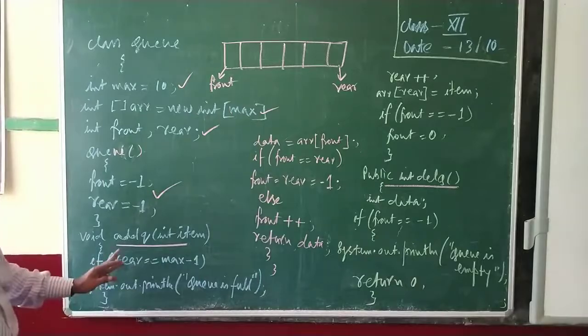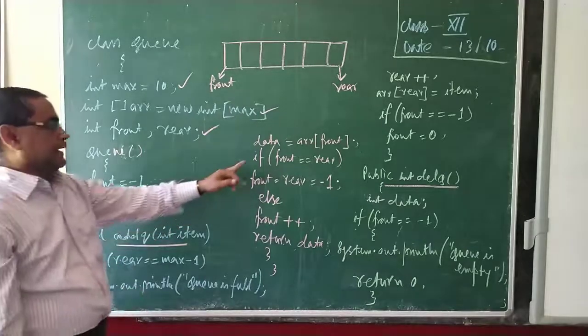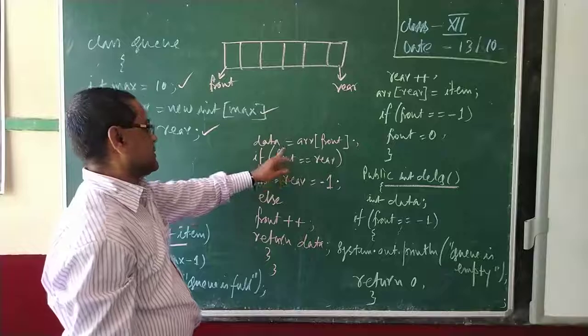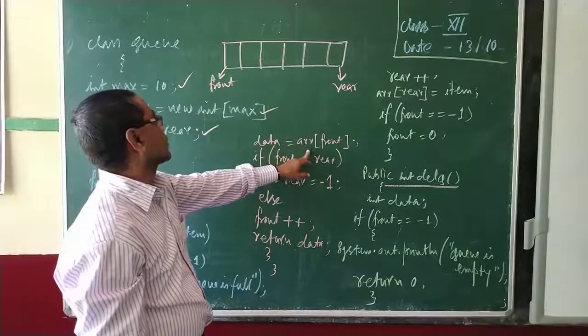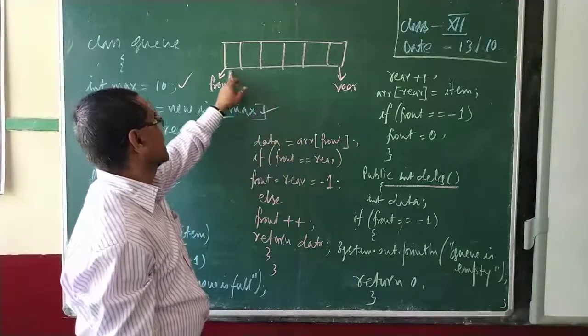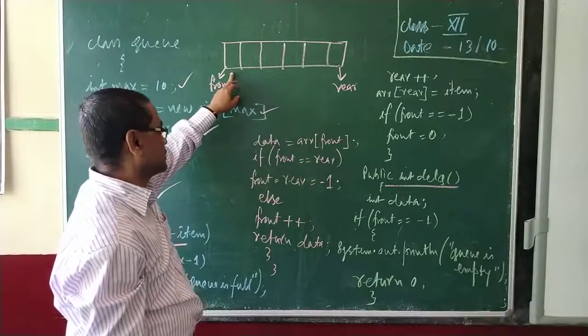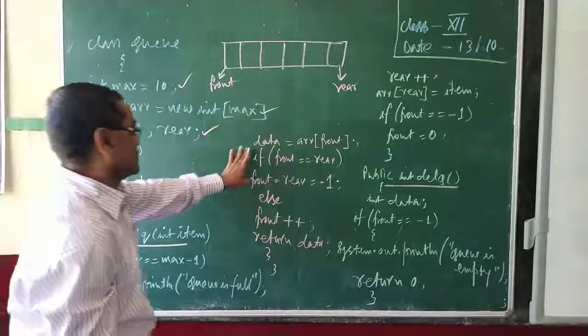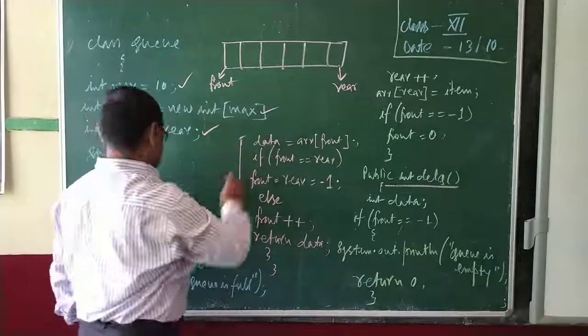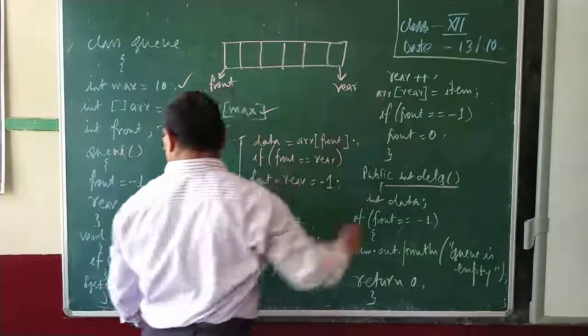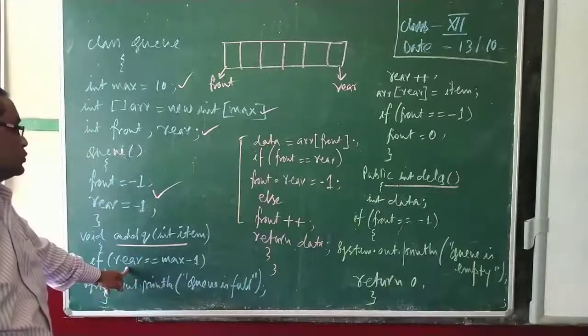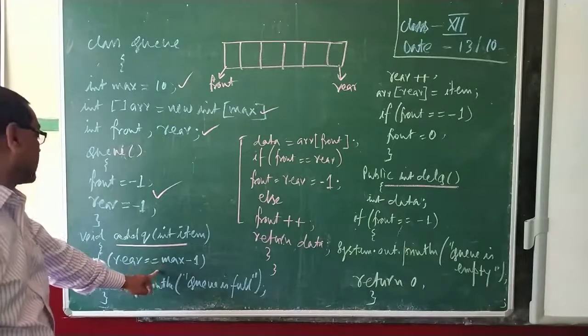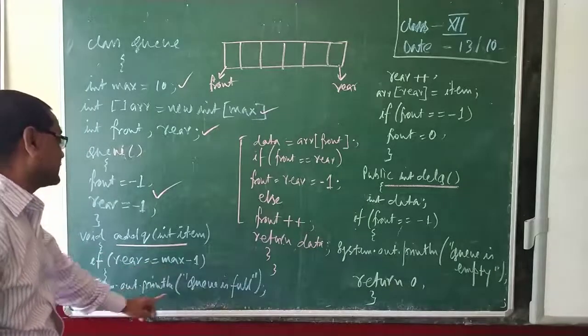You cannot add then. If it is not full, then ARR for the first time, data equal to ARR front. This is your ARR front, and in this place you are going to give it. After this I have to come here. Now if rear equal to max -1, then the queue is full.